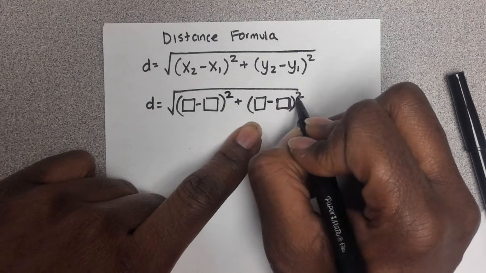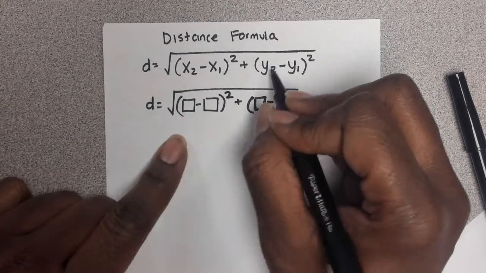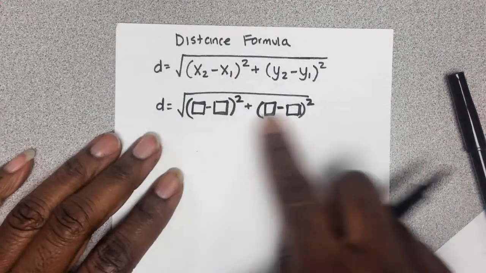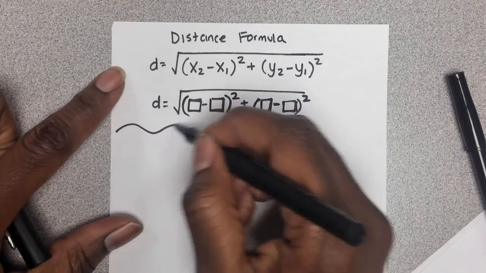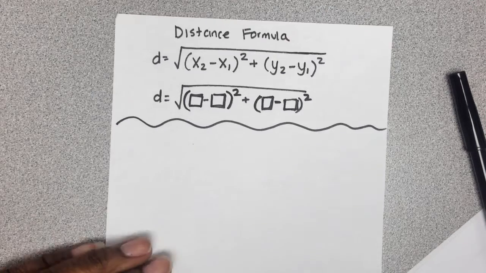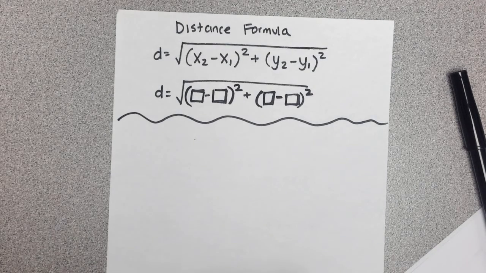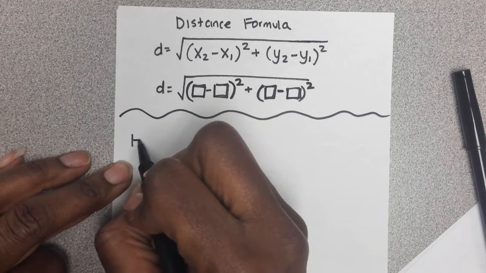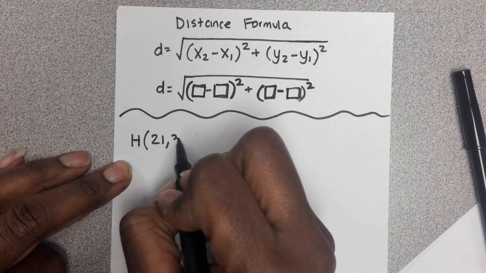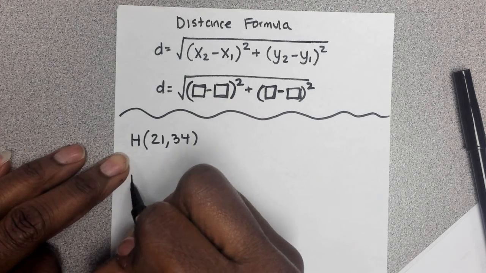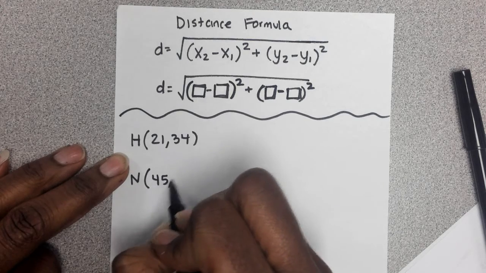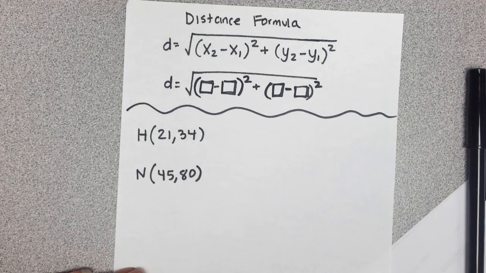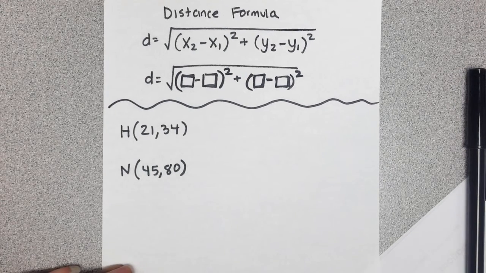One thing about using formulas is to always, one, write down the formula. Second step, plug in what you know. All right, so this is just a blank one, so then you can plug in what we have. So I'm going to show you how to do this using 2 points. Let me find my 2 points that I need. So we'll use H. Point H is (21, 34), and then point N is (45, 80). So I'm going to use the distance formula to find the distance between H and N.